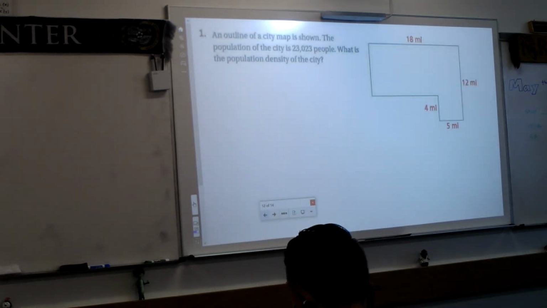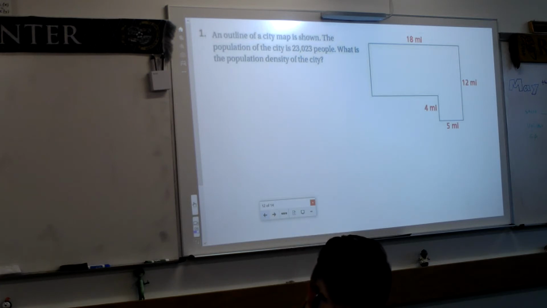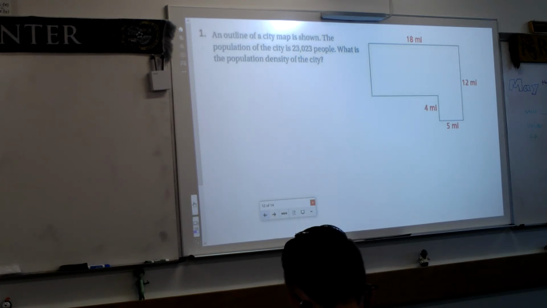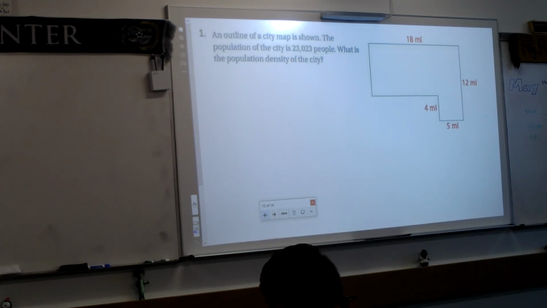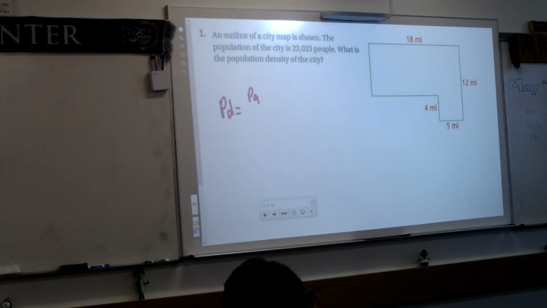Now, this one, it gives you the population. An outline of a city map is shown. The population of the city is 23,023 people. What is the population density? Pretty easy. The population density will just be the population, which is given, over the area. Can you guys figure out the area of that city?